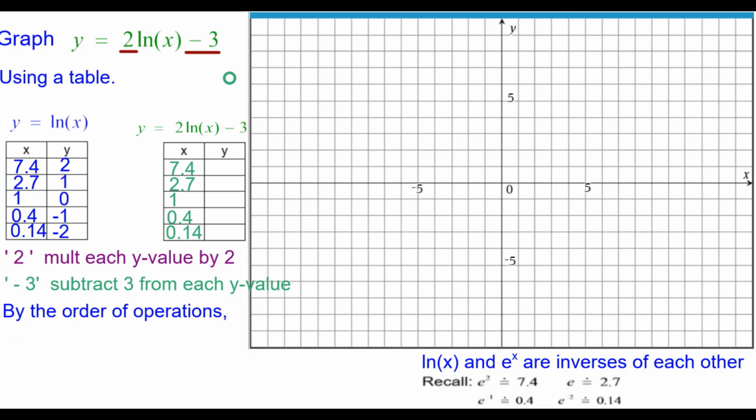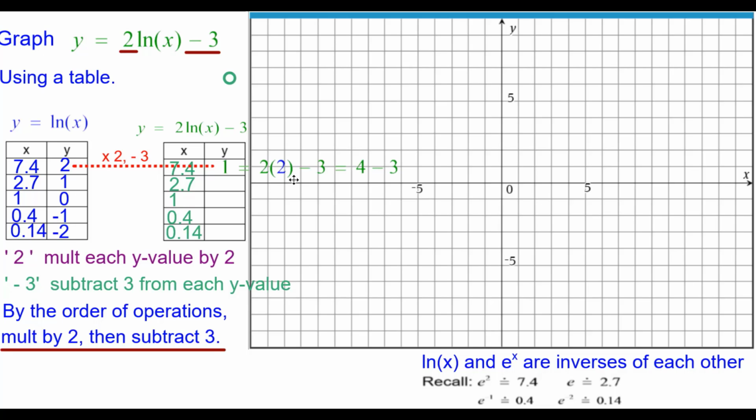And by the order of operations, we multiply first and then subtract. So we'll multiply by 2 and then subtract 3. So 2 times 2 is 4, minus 3 is 1. We show that calculation over here. And then we'll plot 7.4, 1. Keep in mind you can pause anytime during the video.